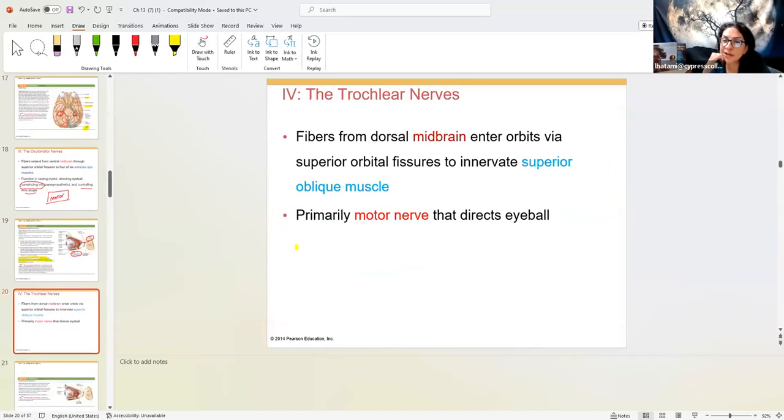Next, we have the trochlear nerve, which is also another nerve related to the eye and is for eye movement. These fibers again come from the midbrain, and then by passing through the superior orbital fissure, they innervate the skeletal muscle around the eye. Its function is motor function, only motor function.